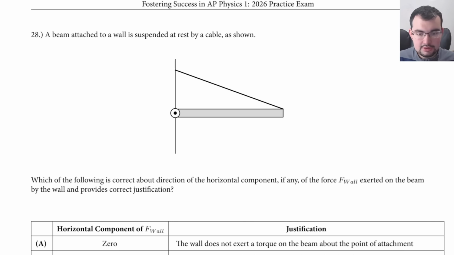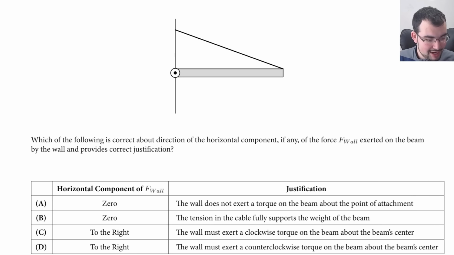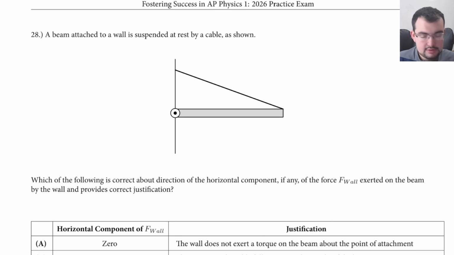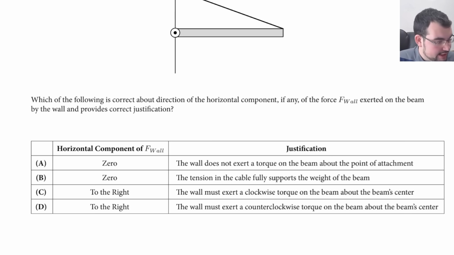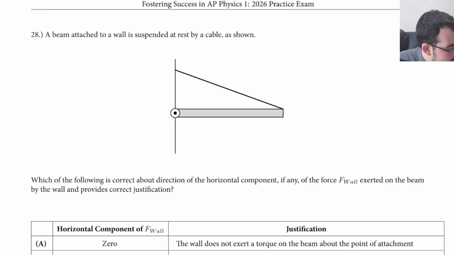Right. A horizontal beam is suspended from a wall. What is true about the force component from the wall exerted on the beam, along with justification? We either have the wall does not exert a force on the beam, or the force is to the right. Looking at force analysis here, we know that we have an mg at the center of the beam, and we have a tension force to the left.